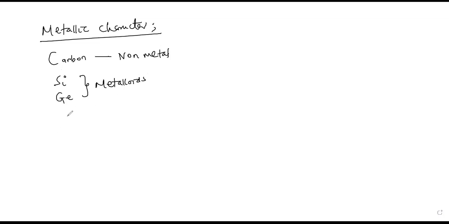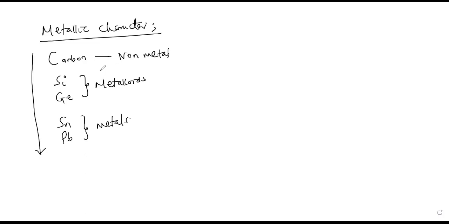These are metalloids. Then we've got tin and lead. Tin and lead, now these ones are metals. But the metallic nature differs, okay? So metallic character increases from carbon to lead. That's what we need to first know. The metallic character increases from carbon to lead.